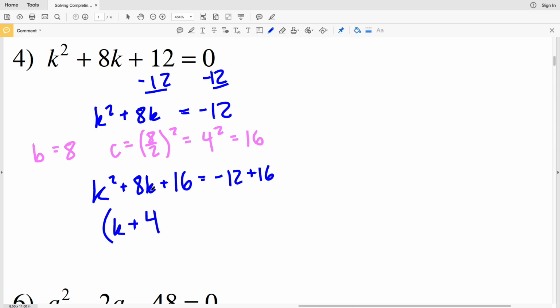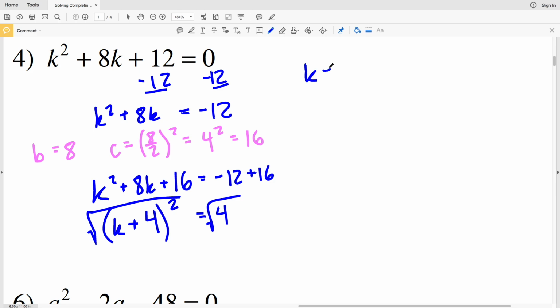2 times a times b, 2 times 4 times k is 8k, and b squared, 4 squared is 16. So (k + 4) squared equals negative 12 plus 16, which is a positive 4. So now I'll take the square root of both sides. So I'll have two separate equations.